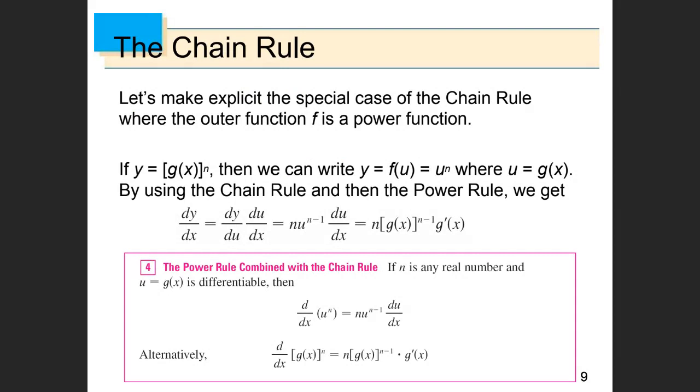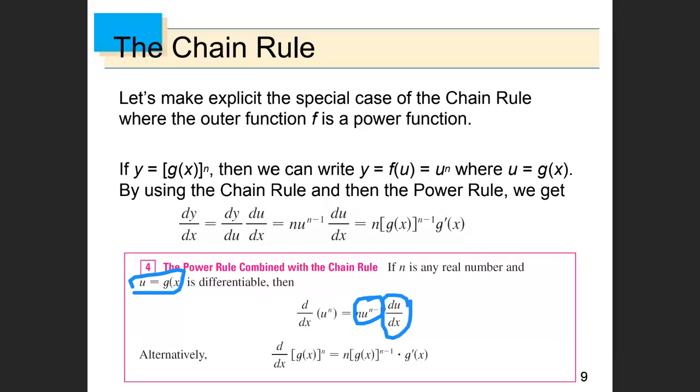This is now the power rule combined with the chain rule. In fact, that is what we used in the previous example. But in summary, this is what it says. If n is any real number and u is equal to g of x, is differentiable, therefore the derivative with respect to x of u to the power n, you see we start by applying the power rule, so the outer function, and you need to differentiate the inner function, which is the u function itself.